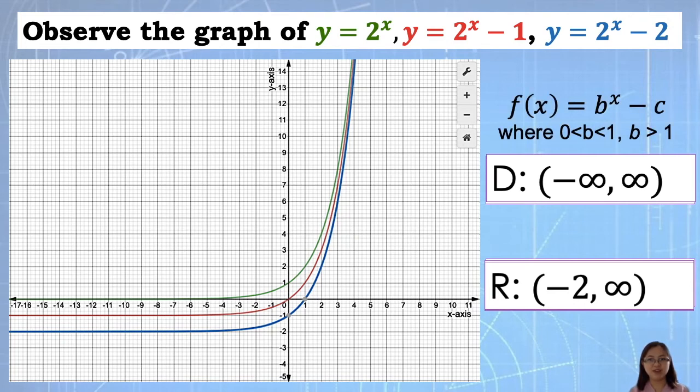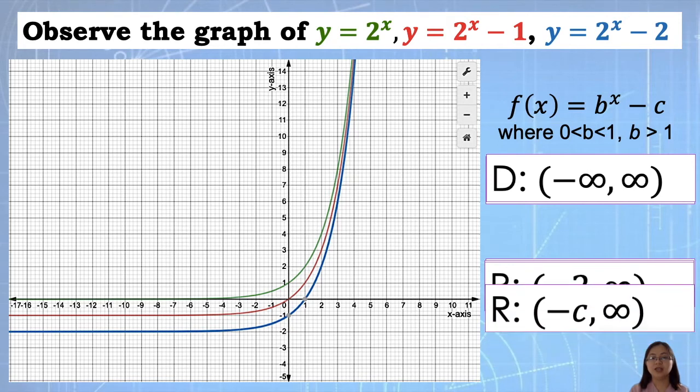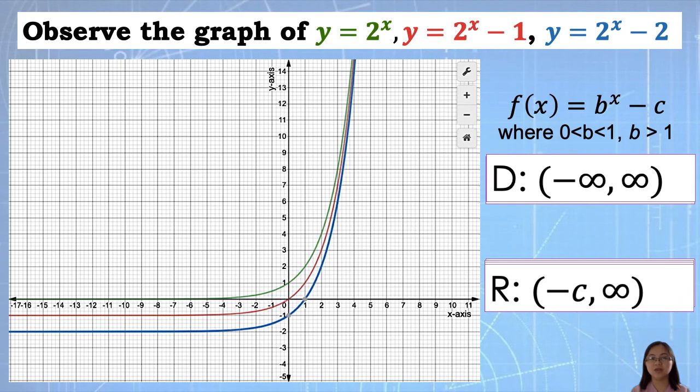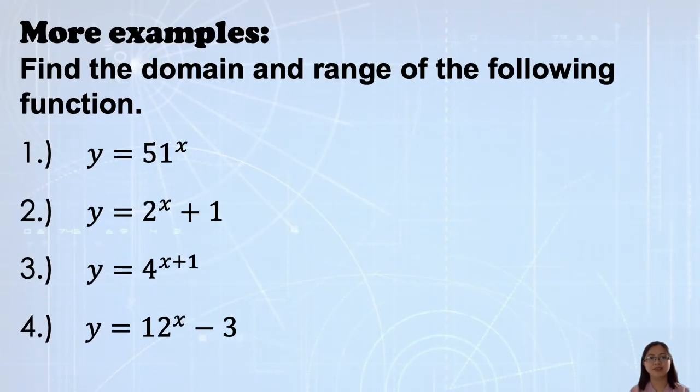But before we have more examples, let us have a conclusion here. If we have a function in the form f(x) = b^x - c, our domain is still all real numbers, so from negative infinity to positive infinity. While for the range, we've got negative c to positive infinity. So it depends on the constant term.